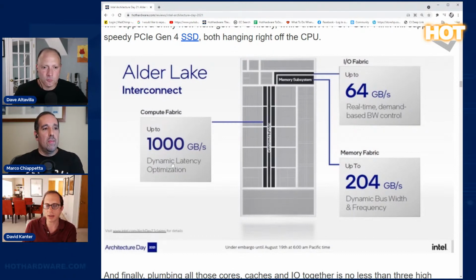So a lot of this is about the diversity of things that you're doing and making sure you're using the right tool for the task. Yeah. That compute fabric, 1,000 gigabyte per second number. I think the key I took away from that was dynamic latency optimization. They're going to need to intelligently manage that fabric for whichever compute resource needs to be engaged, to minimize round trip latency and let all the different blocks talk to each other.